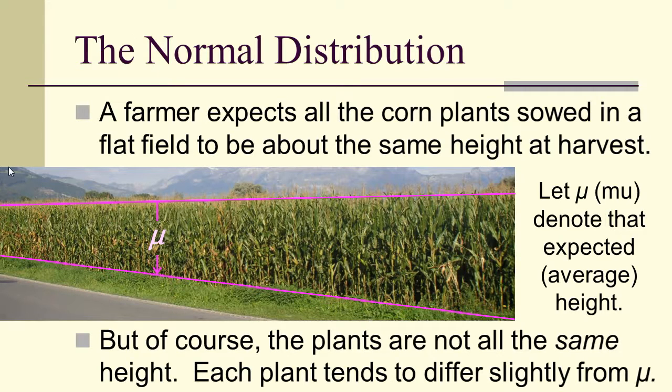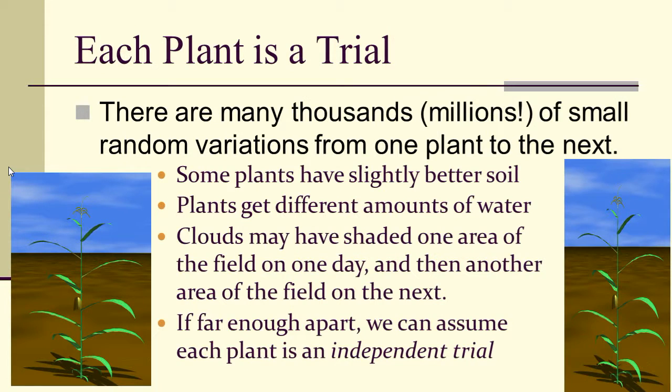But of course, if I was to choose one of these corn plants at random, its height very likely differs at least a small, slight amount from mu. So each plant here is a trial. There are thousands or even millions of small random variations from one plant to the next. Some plants have slightly better soil. The plants get different amounts of water. Clouds shade one area of a field more on one day than on another.